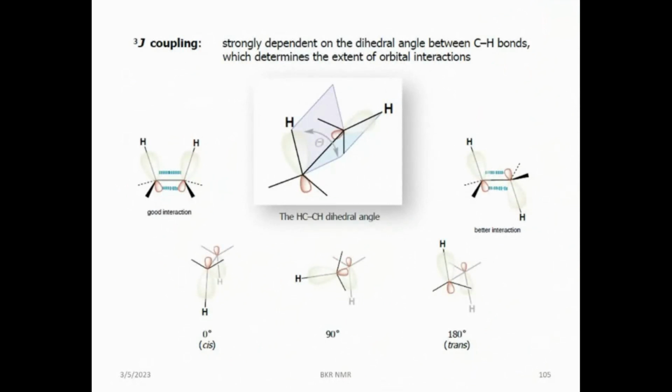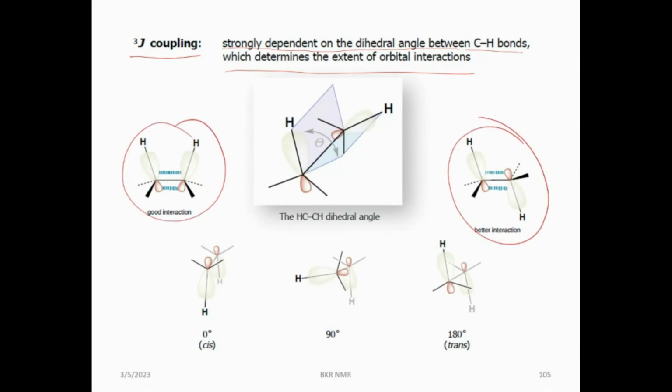So what they say is that the J value strongly depends on the dihedral angle between the CH bonds, which determines the extent of orbital interaction. When you have syn periplanar and anti-periplanar, you have better interaction between the orbitals. That gives you the high J value. But when they are at 90 degrees, there is no interaction. You can see the orbitals have no interaction. That is why you have very low coupling constant values.